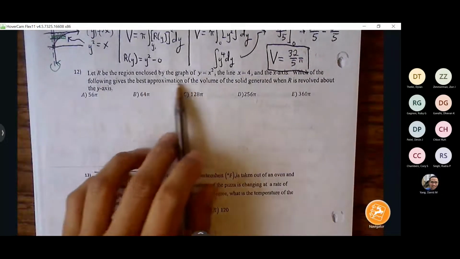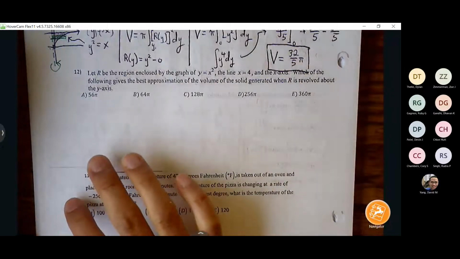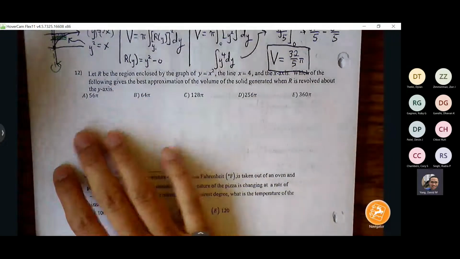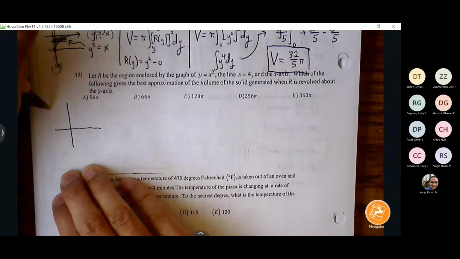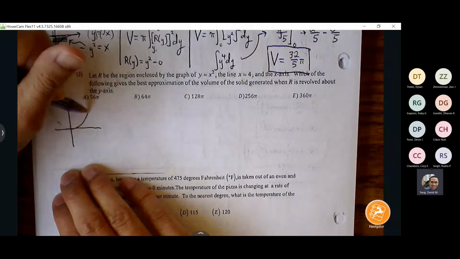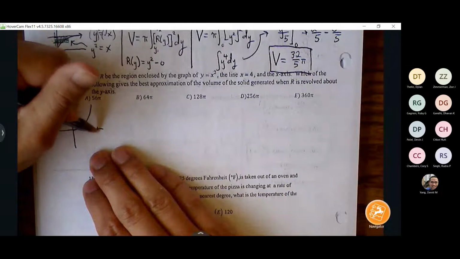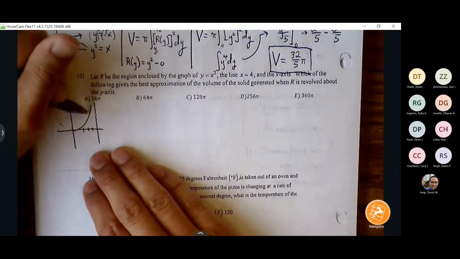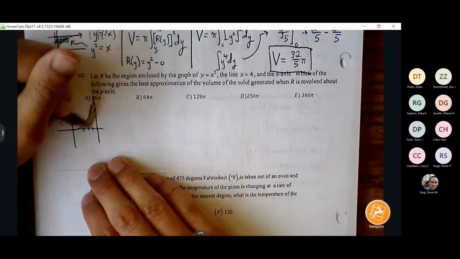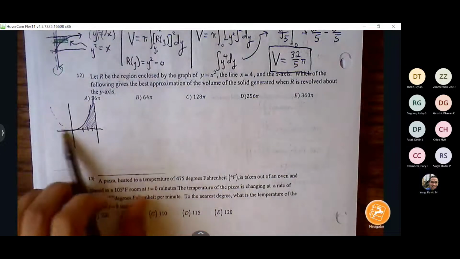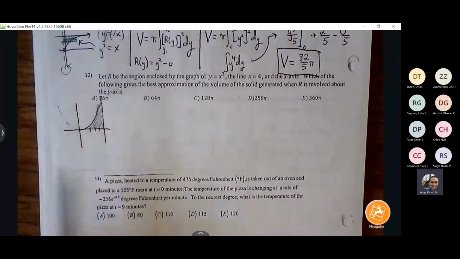Okay, number 12. y equals x squared, x equals 4, and the x-axis. And also rotate it about the y-axis. So here's y equals x squared, a parabola, and x equals 4. That's a vertical line over here. And the x-axis. So this is my shaded region. We've got the parabola, the line x equals 4, and the horizontal line, the x-axis.